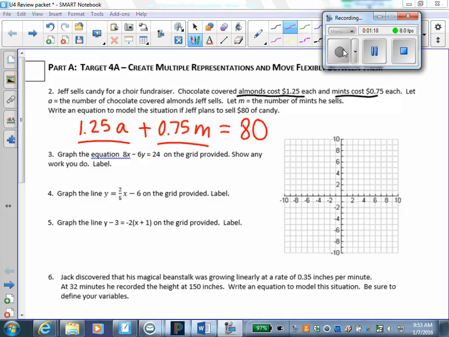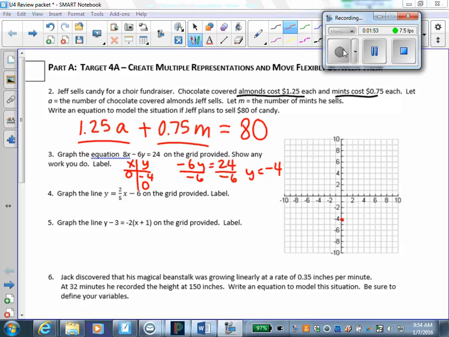Number 3 says graph the equation 8x minus 6y equals 24 on the grid. Show any work you do. Because 8 and negative 6 go into 24 nicely, I'm going to solve by finding the intercepts. So I make my table with 0 for x and 0 for y. When I plug 0 in for x, 8 times 0 is just 0. So my equation is negative 6y equals 24. I divide both sides by negative 6. I get y equals negative 4. And so I put that on my table. And then I graph the point 0, negative 4, just right there.